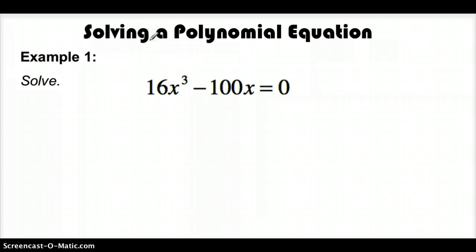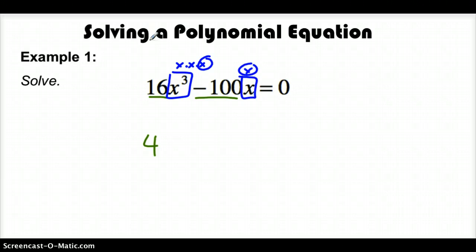This time I have 16x cubed minus 100x equals 0. I'm going to guess that I can take a 4 out of this problem. I'll take out a 4, since each of the numbers is divisible by 4, and we'll see what I get left over. They have 1 x in common because this term has 3 x's and this term has 1, so we just have that 1 in common. I'm going to take out this x and see what we have left over.